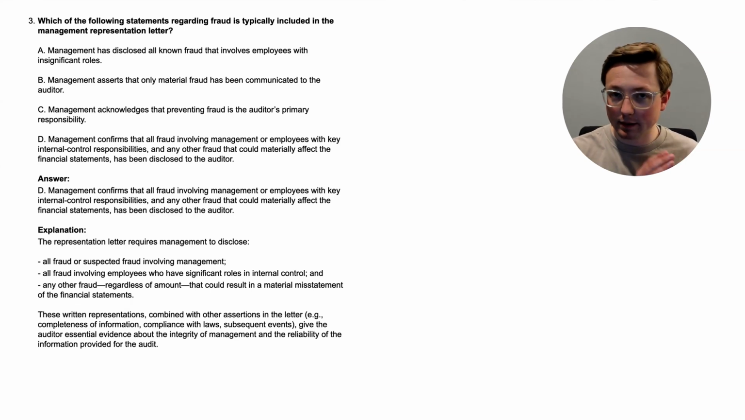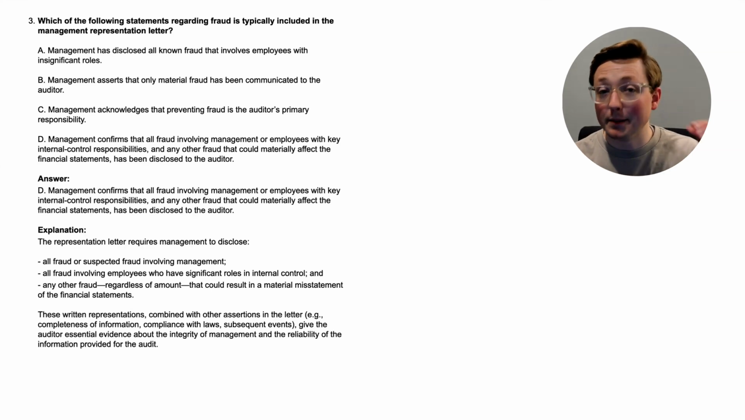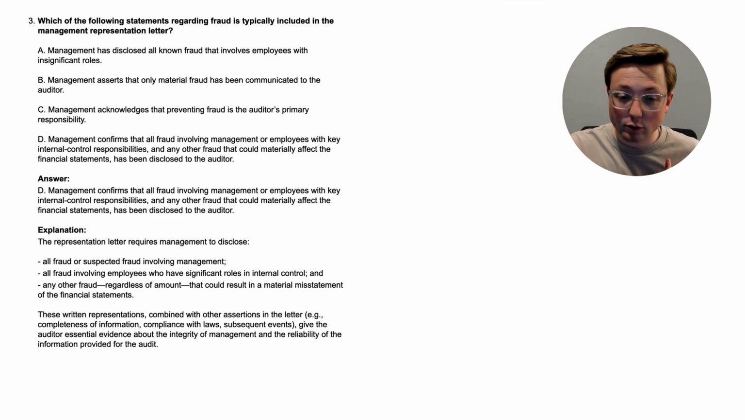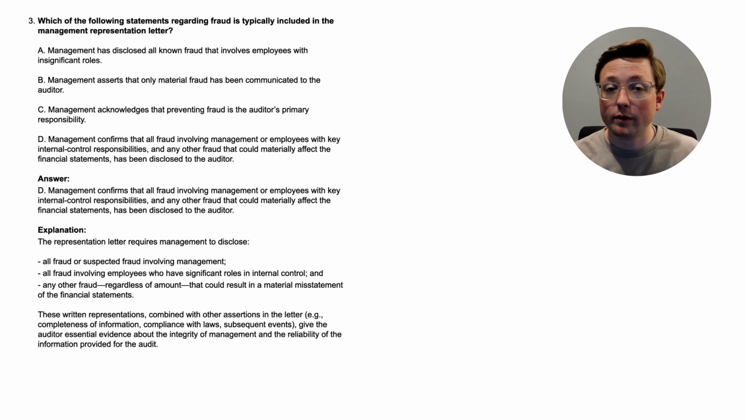Now, one thing I just want to make very clear there: when it says any other fraud, regardless of the amount, that could result in a material misstatement of the financial statements, what that's trying to say is that you have to report all fraud if it involves management or if it involves employees who have significant roles in internal control, but you would only report fraud if it was material for all other employees.